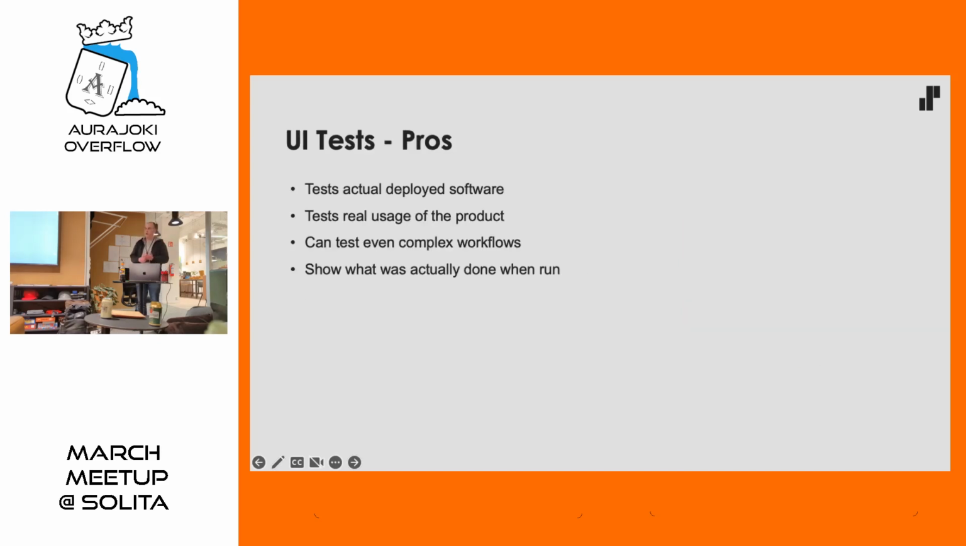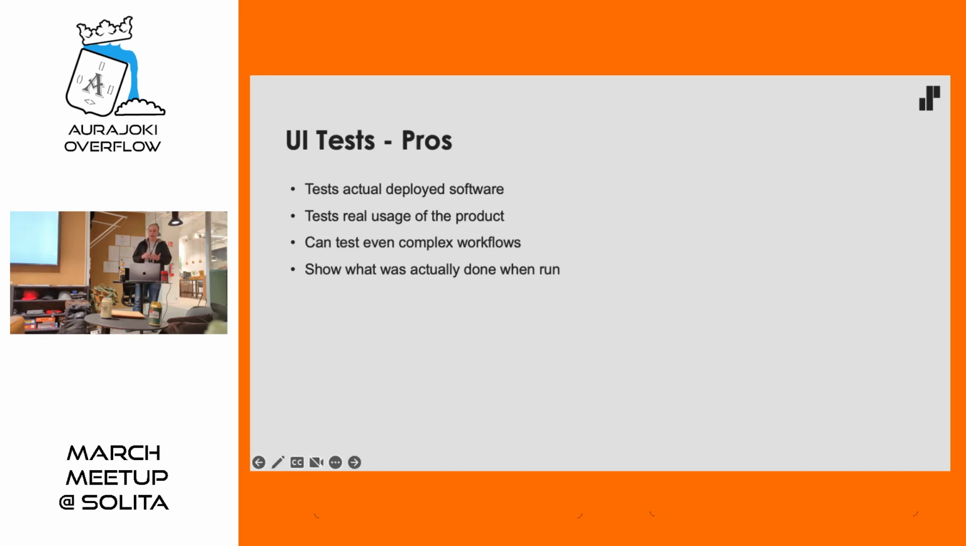But yeah, what are UI tests good for? As I already mentioned, they test the actual deployed software. And there is value in that, because if you're just using unit tests and deploy it somewhere, it might be that it's not working. There are plenty of things that can break while deploying and combining the whole system together, not just some parts of it. And usually there are lots of integrations in the background, and those are also tested with UI tests.